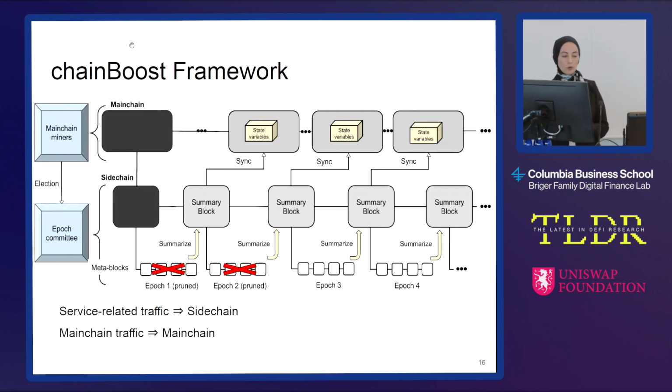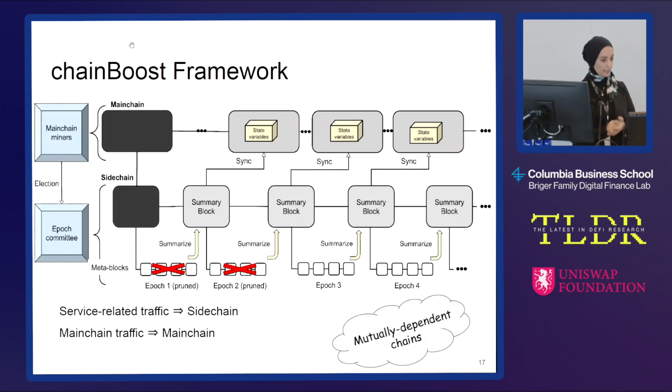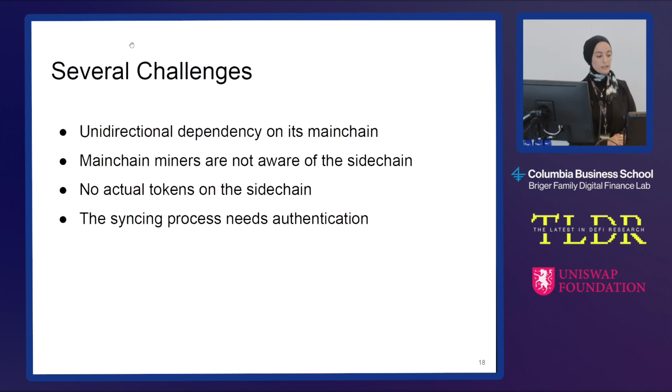Splitting the traffic or the workload between these two chains, just to give you some background, we introduced ChainBoost for distributed resource markets. Think of Filecoin, LivePeer, these are some examples of such systems. And what we do is that all the frequent and heavy service-related traffic that can be summarized will be processed on the side chain. However, anything else that must be processed on the main chain, besides, of course, the state variables of the system, will stay on the main chain.